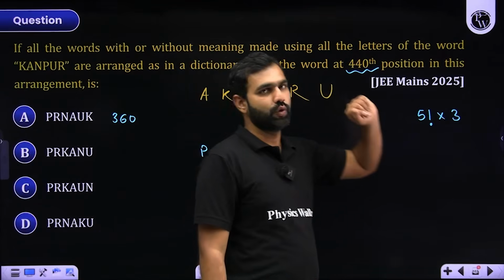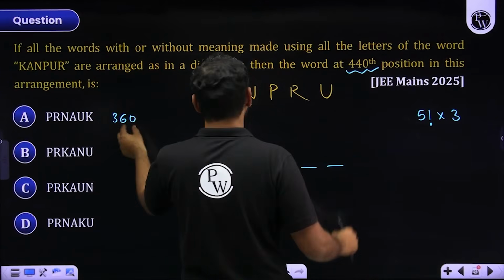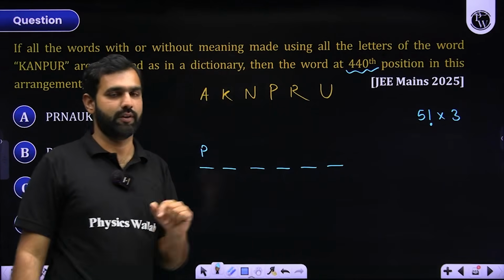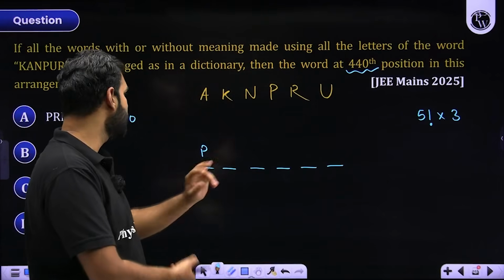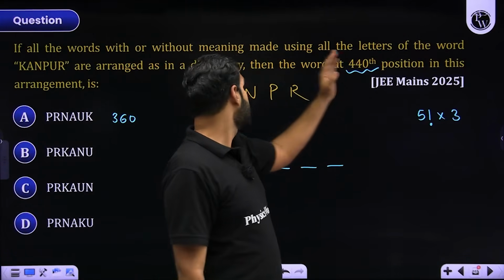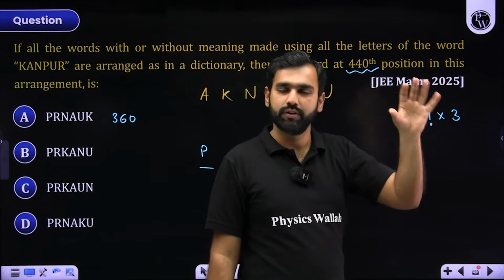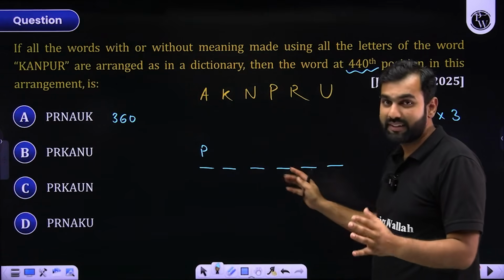I need to reach 440. So I'll keep a count of it: I'm left with almost 80 more words. I think that will fall into this only, because this P will also give me 120 choices. So 360 plus 120 would have been 480, and 480 is more than 440. So the word will start with P only.